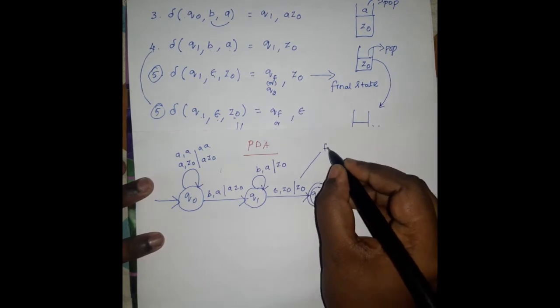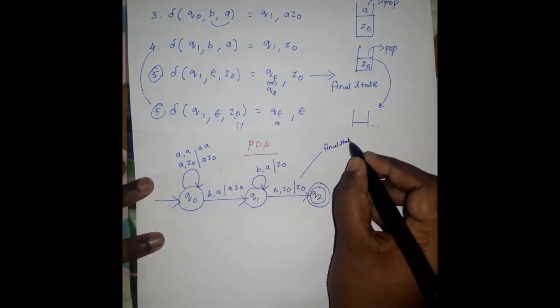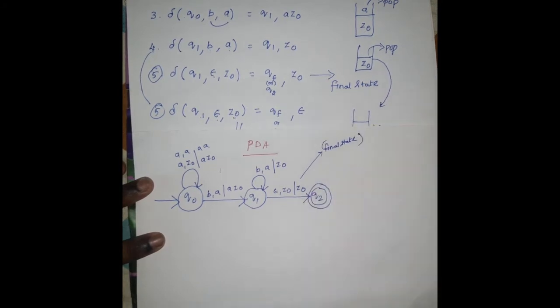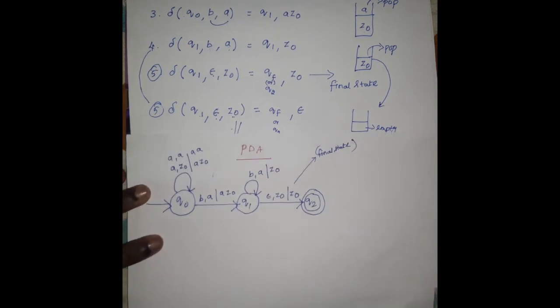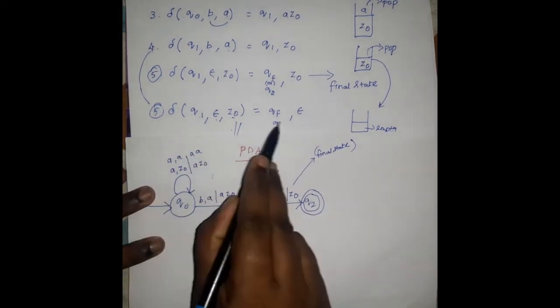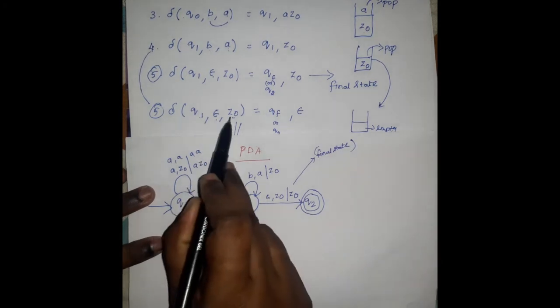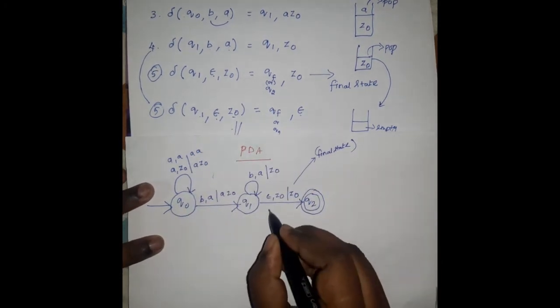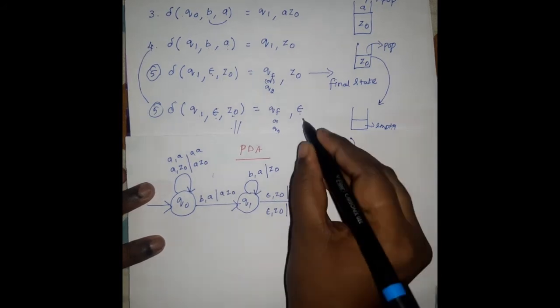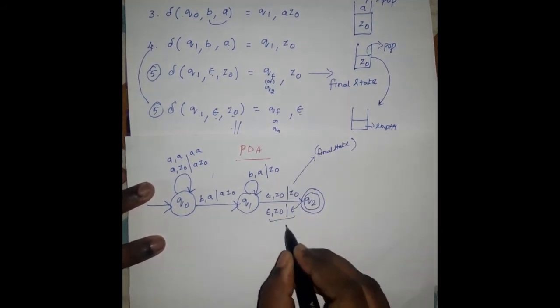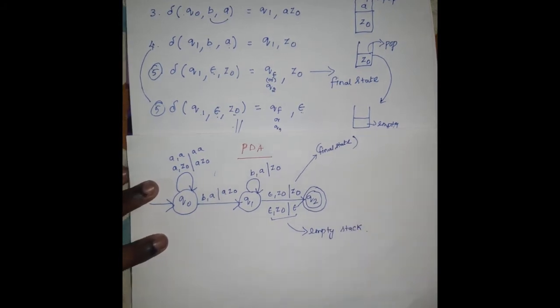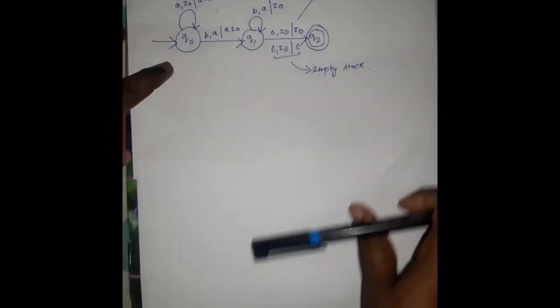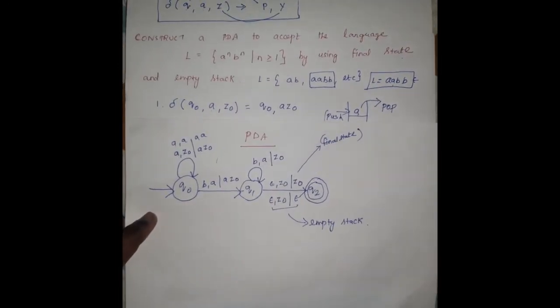In case the question asks using final state, you have to draw like this. In case they are asking to construct pushdown automata by empty stack, you have to include the same step, because Q1 goes to Q2 on epsilon comma Z0, but here writing epsilon. So you can also write epsilon comma Z0 bar epsilon. So this step is for using empty stack. That's it. This is the pushdown automata for the given language A power n, B power n by using empty stack and final state.